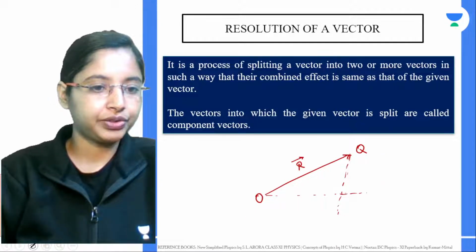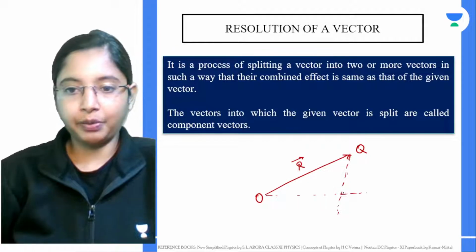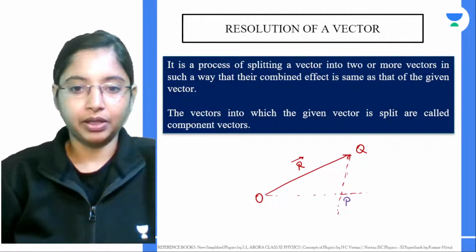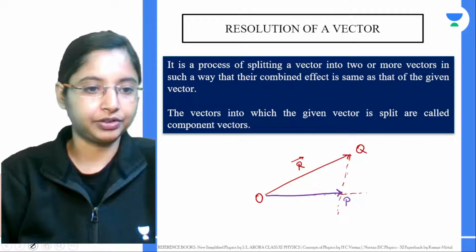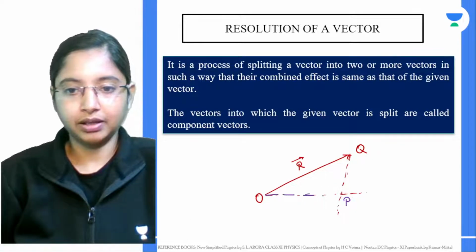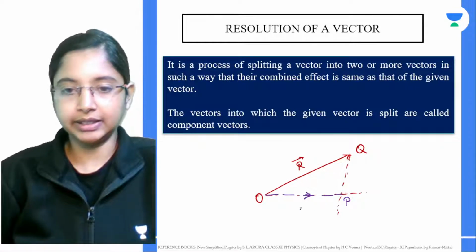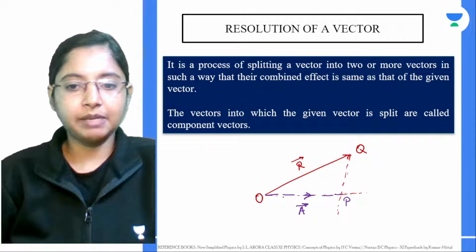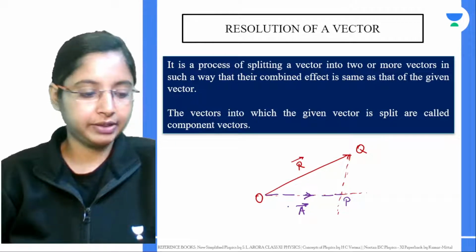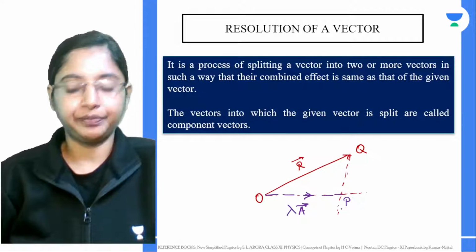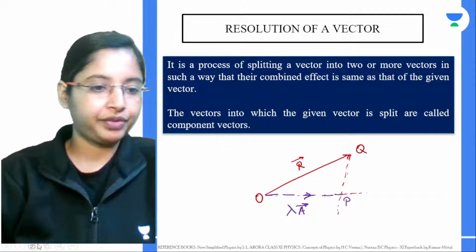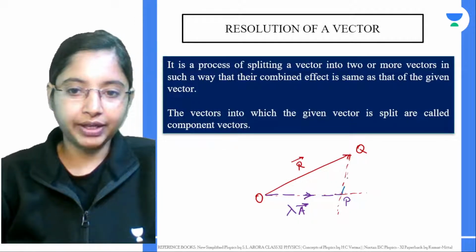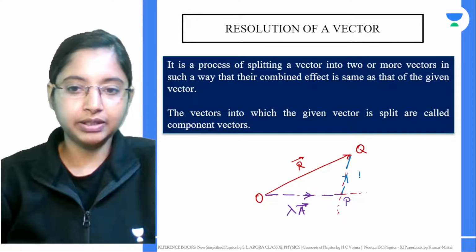Now from here, the point where they are meeting, let's name it as P. From the starting to this point over here, there is a vector going in this direction. Let's say this is A vector, and it has a particular magnitude. To represent that, we will use a Greek symbol lambda. Similar to this, there is another vector going in this direction. This is B vector.